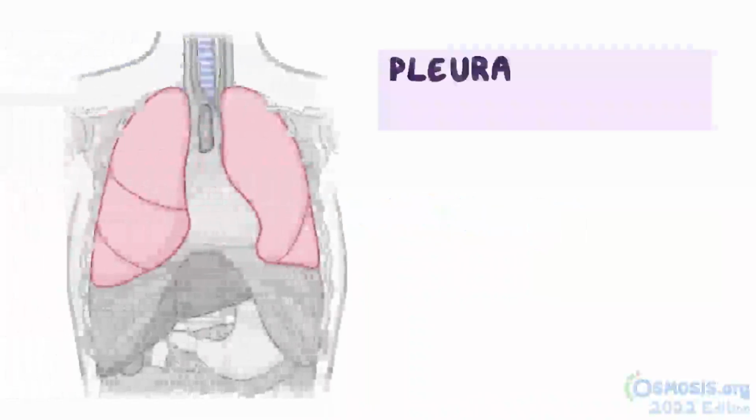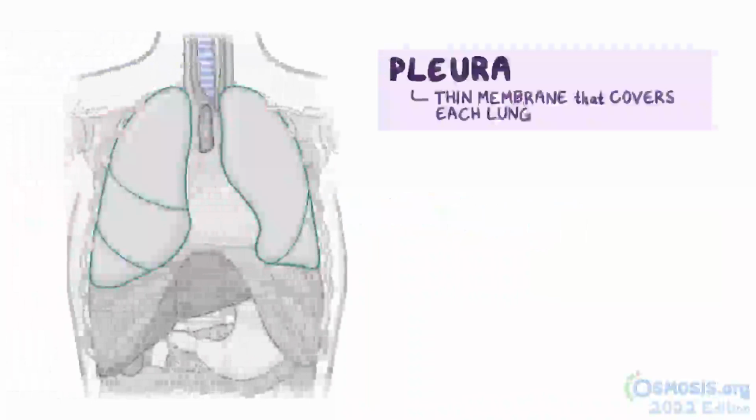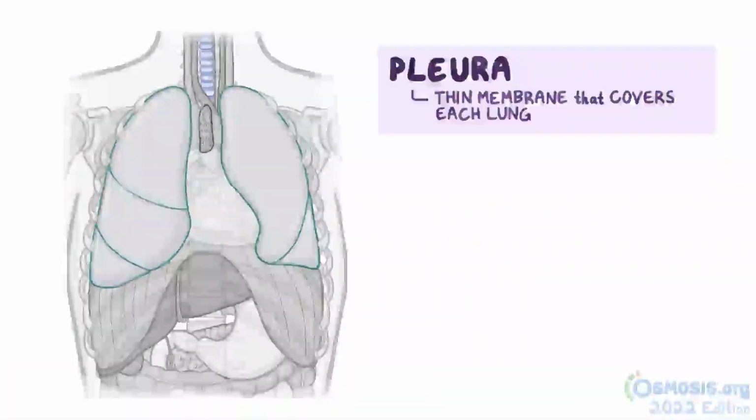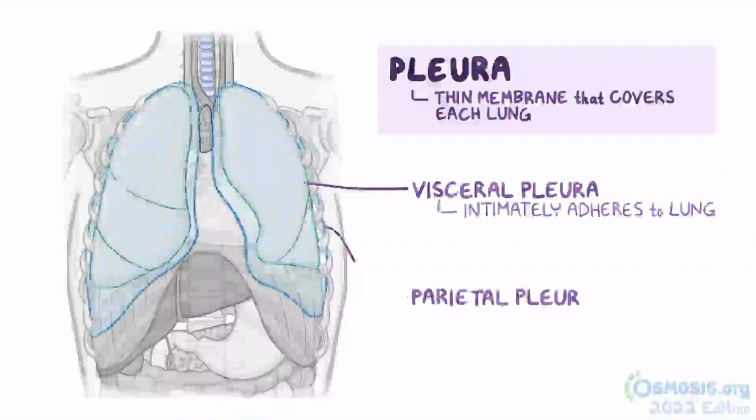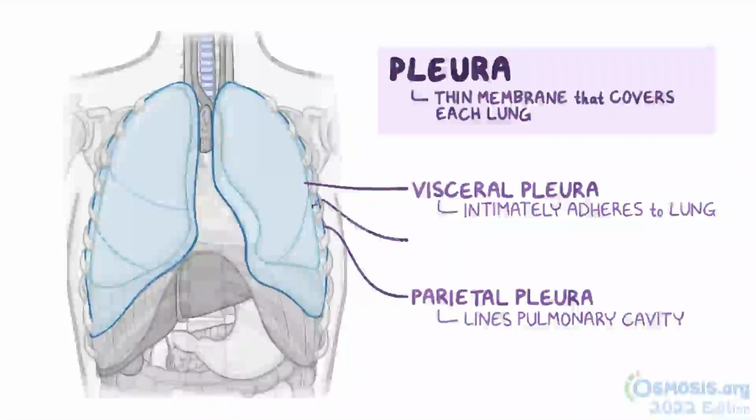The pleura is a thin membrane that covers each of our lungs and surrounding pulmonary cavity, and it can be subdivided into 2 layers. The visceral pleura, which intimately adheres to the lungs, and the parietal pleura, which lines the rest of the pulmonary cavity. Between these 2 pleural layers, there's the pleural cavity, which is normally filled with a thin film of fluid in order to lubricate the pleural surfaces and allow them to slide smoothly over each other during each breath.